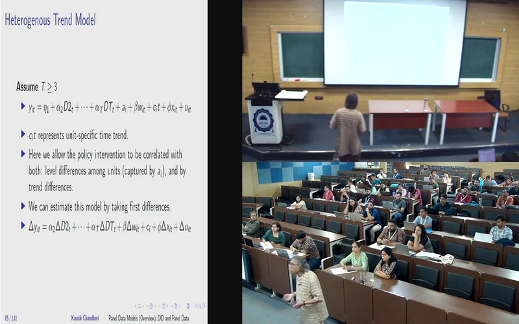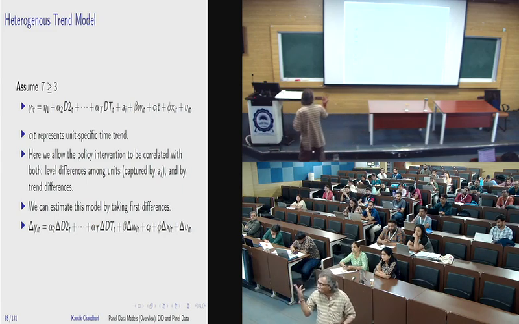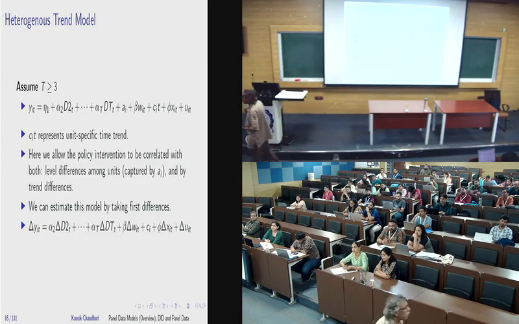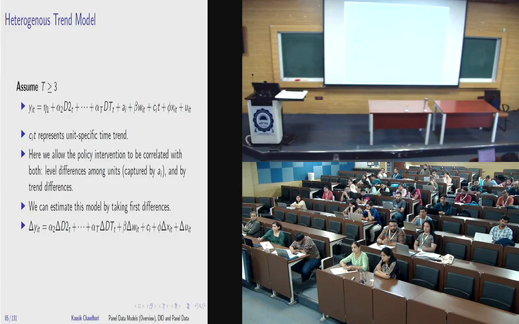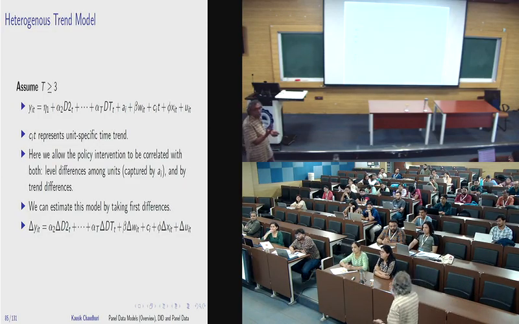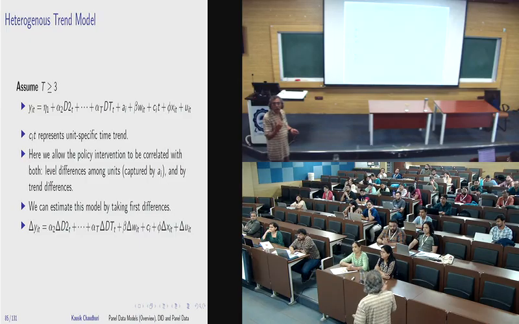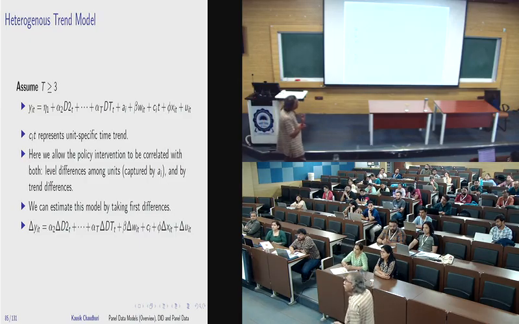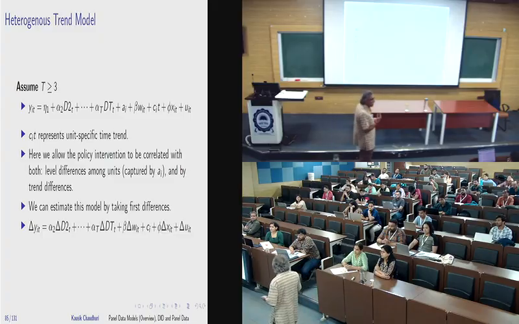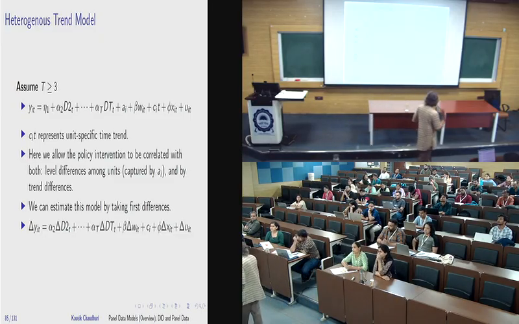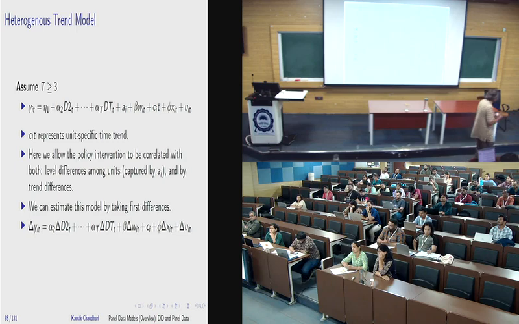So what we want to think about is that here we allow the policy intervention to be correlated with both. What are the both factors? First, there is a level difference between the cross-sectional units, which is captured by my AI, and then the trend difference, which is captured by CI times t. So I have both the AI and the CIT to allow for the policy intervention to be correlated with both the level differences as well as the trend difference.